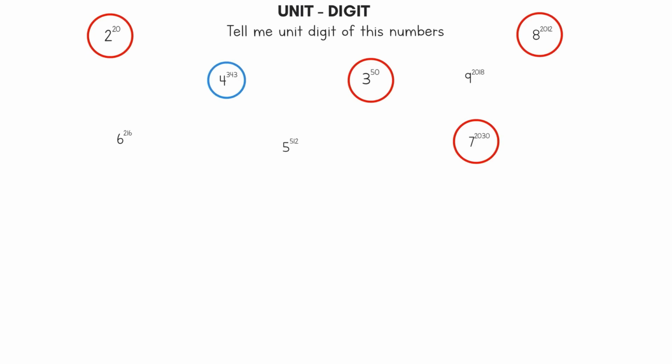Okay, so just like we did it for 2, 3, 7 and 8, let's do it for 4. As you can see, I changed the color here. For 2, 3, 7 and 8 we have red color because all of them have a cyclicity of 4. What is with 4? 4 does not have a cyclicity of 4, and that's why there is a change in color here.